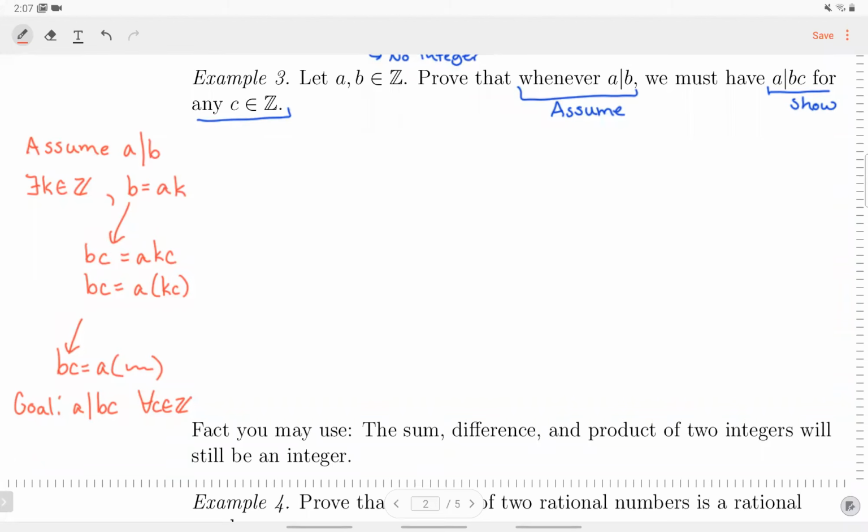So now we're ready for our proof. And again, all you turn in is the proof. You don't turn in the scratch work. Actually, let me phrase this differently. We're going to start the same way the problem did. Let A and B be integers such that A divides B.